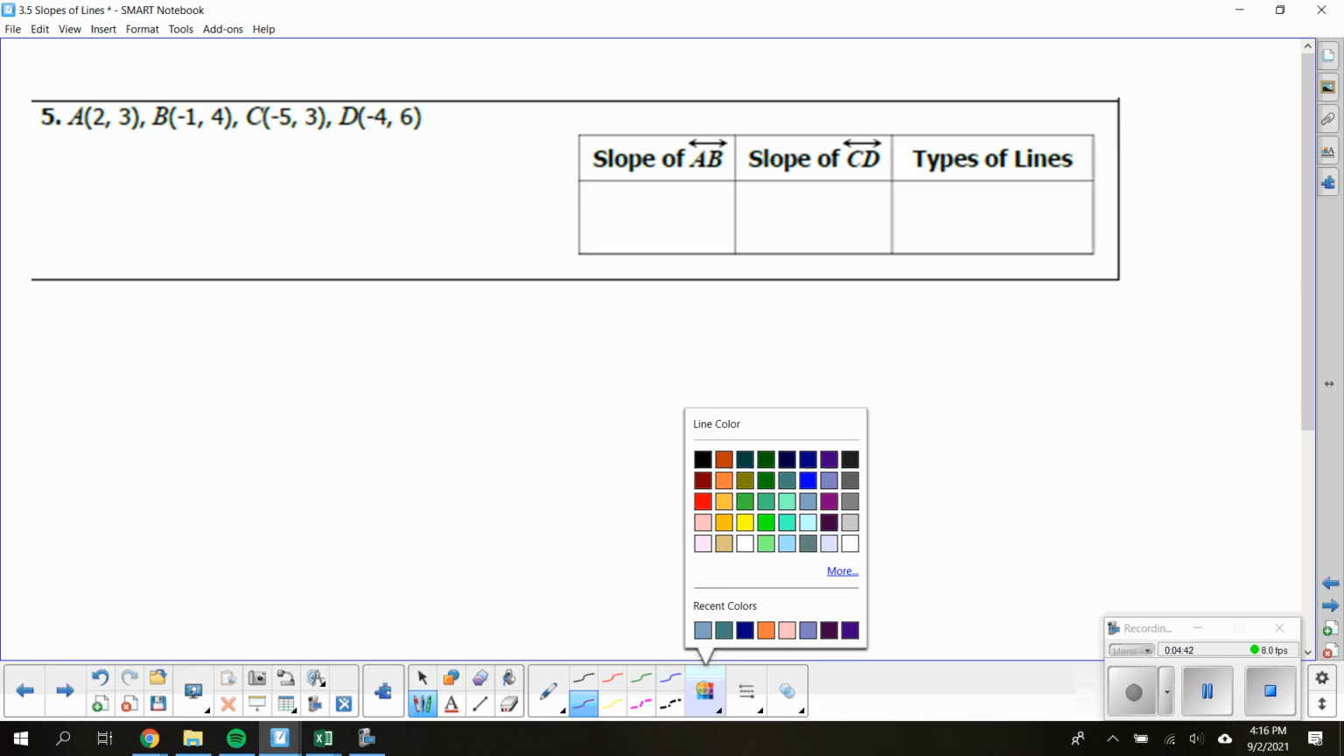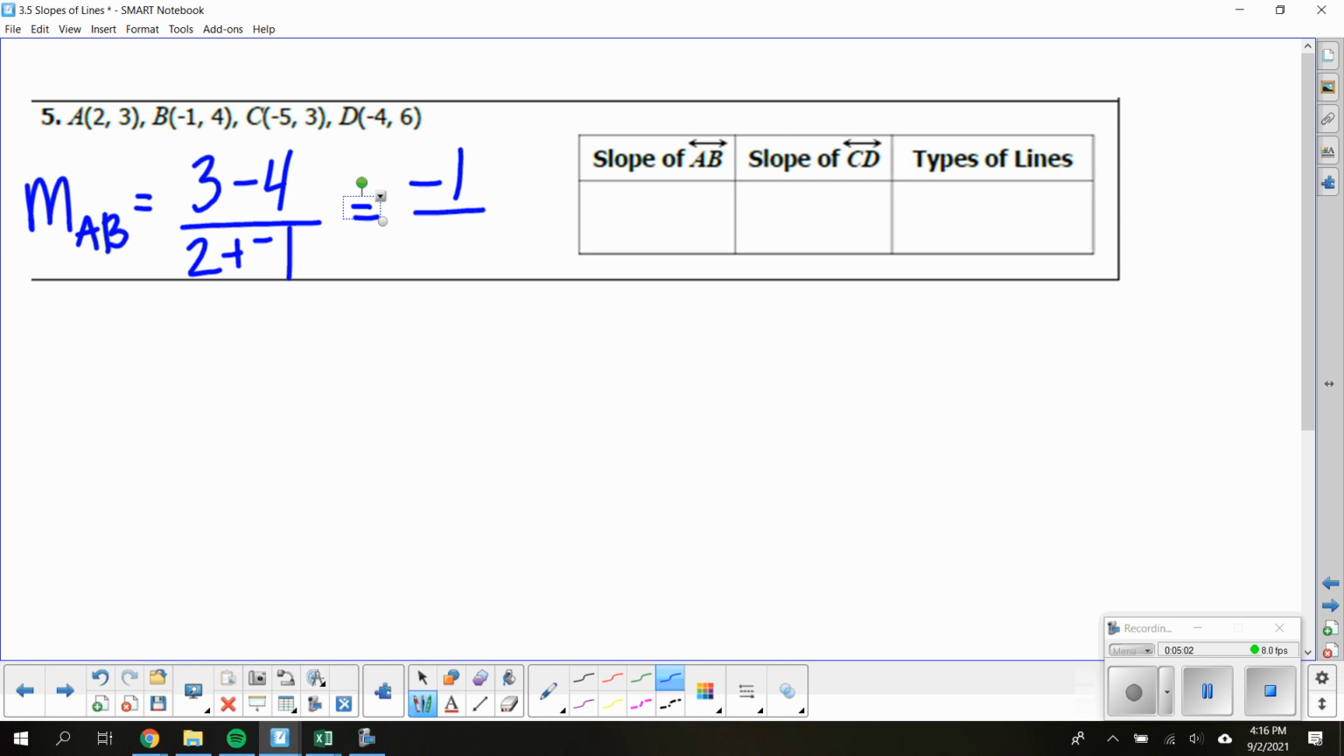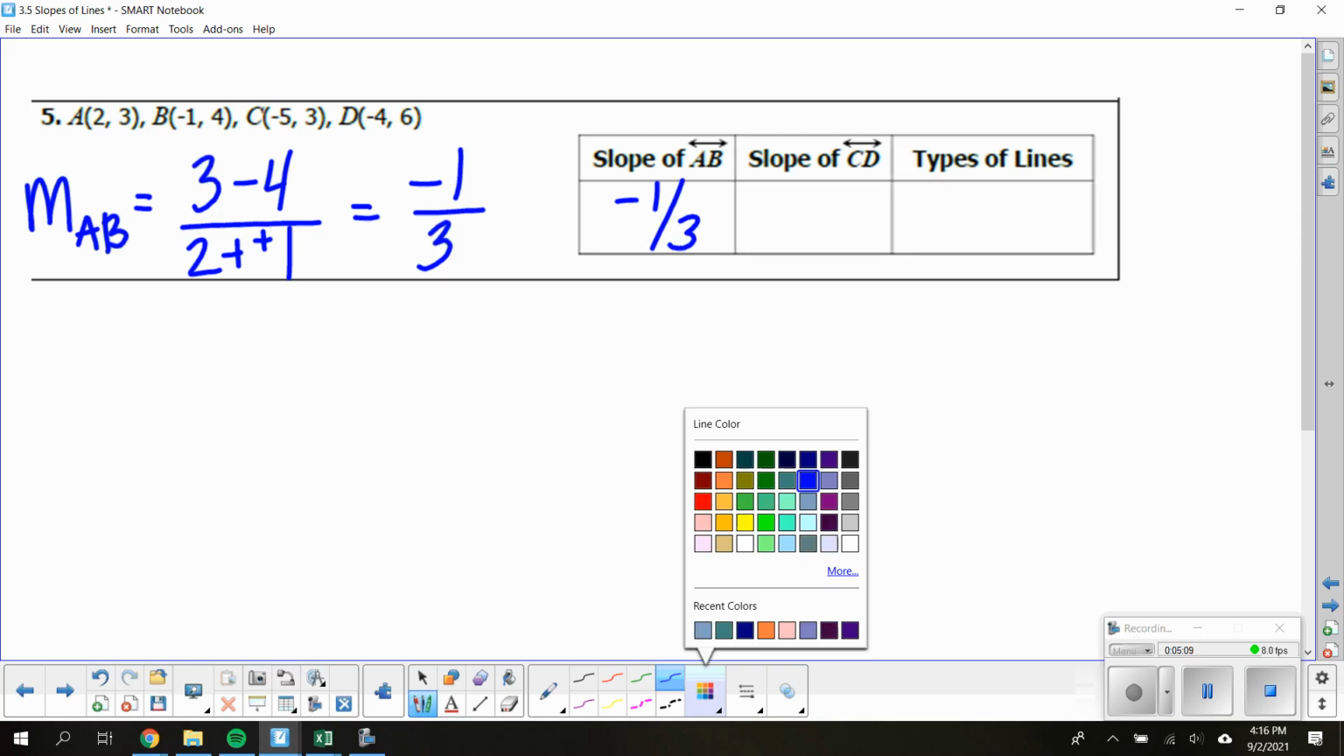All right, so looking at the slope of AB, starting with A, my y is 3, minus my y from B is 4, over, starting with my x in A, 2, minus my x from B, negative 1. So that's 3 minus 4, which is negative 1, over 2 plus positive 1, which is 3. So negative 1/3 there.